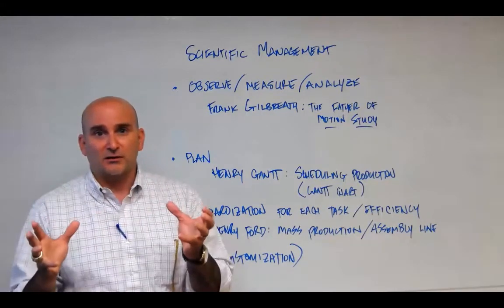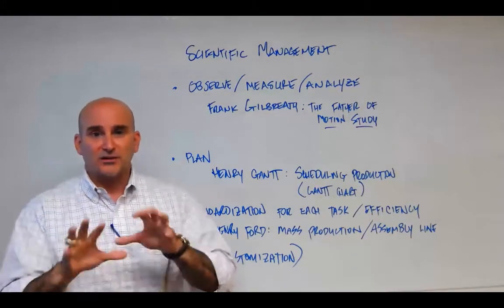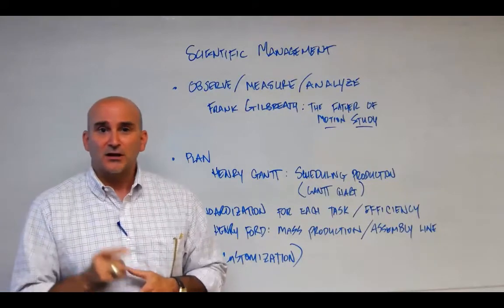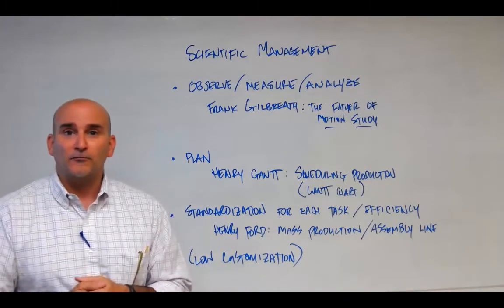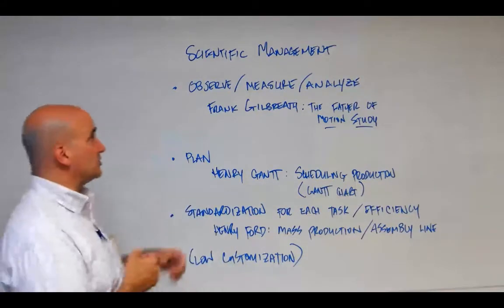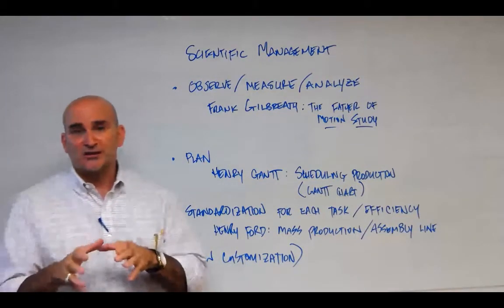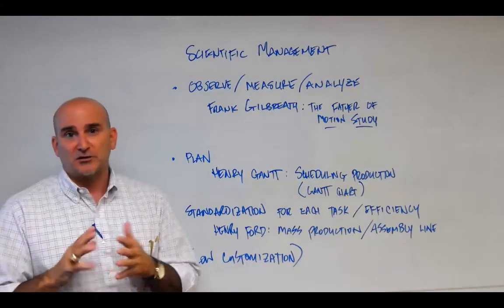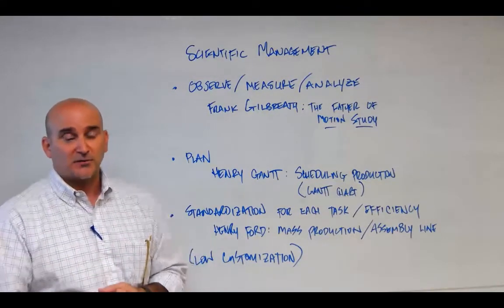And so there was quite a human outcry based on the application of scientific management. Let's look at some of these other folks and what particular part of scientific management they contributed to. So the first one: remember that we said that Taylor said that you needed to observe, measure, and analyze if you were doing scientific management.